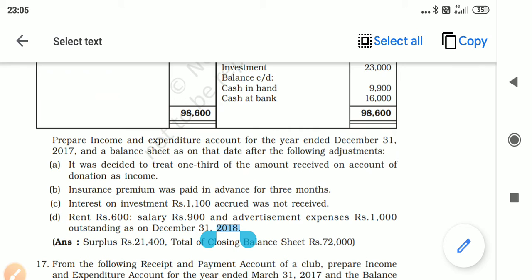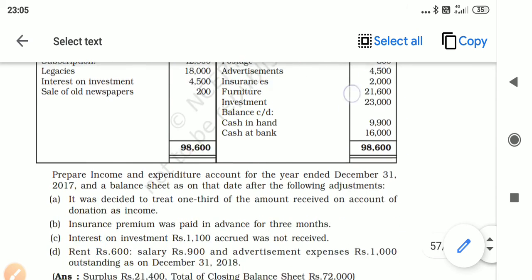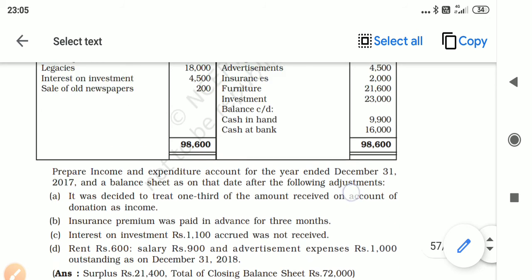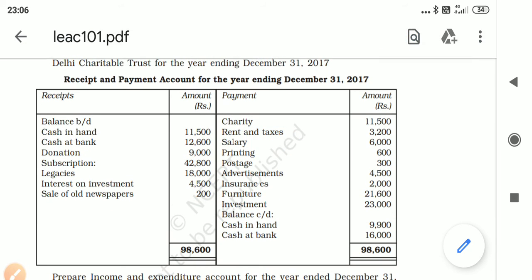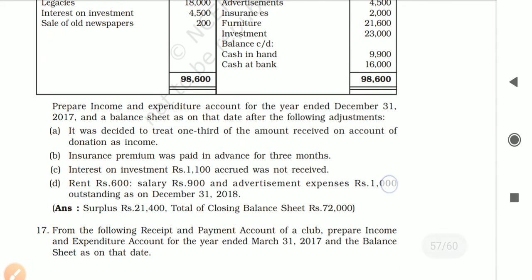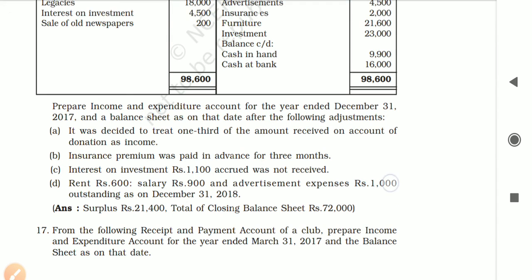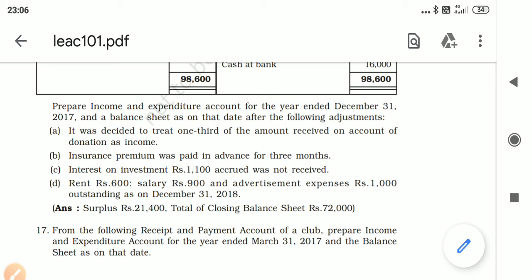What do we have to do with the current year's outstanding? Add it with the respective expense and show it in the expenditure side of the income and expenditure account. So you have rent, salary and advertising expenses. Add the outstanding amount and show it in the expenditure side of the income and expenditure account, and this outstanding amount alone will appear in the current year's balance sheet, that is the closing balance sheet. Okay, so that is over. All the adjustments are over.